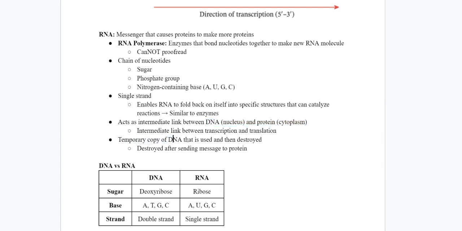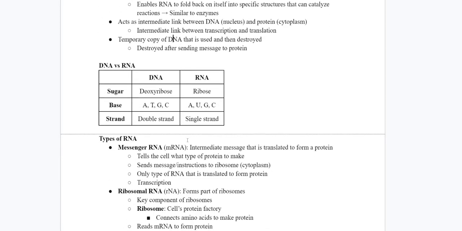And RNA is like a temporary copy of DNA. After it has fulfilled its purpose, after it sends the message to protein, then it's destroyed. So it's not permanent, it's gone after it fulfills its duty.